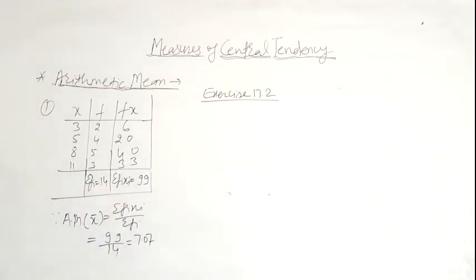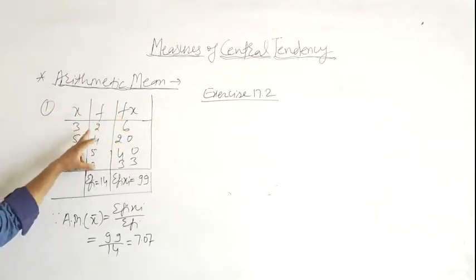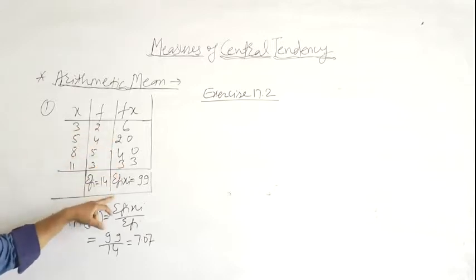7.07. So this is the arithmetic mean. Arithmetic mean is 7.07. In this question, observations and their frequencies are given. So first we find out fx, f multiply x: 3 6s are 18, 5 4s are 20, 8 5s are 40, 11 3s are 33.